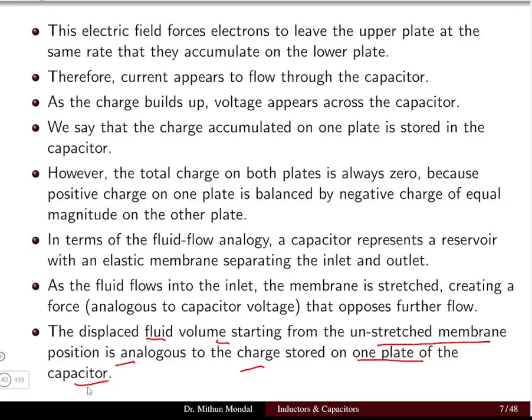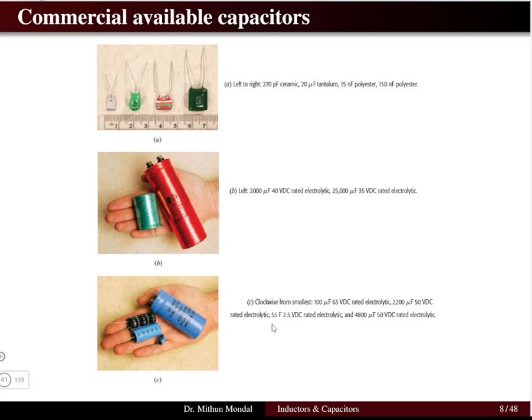So as we can see, in the fluid flow there will be an opposition to the flow. A force will be developed, and there will be opposition to the further flow, that is analogous to the capacitor voltage. And the displaced fluid volume is analogous to the energy stored in the capacitor. So we can use this analogy to understand the two techniques.